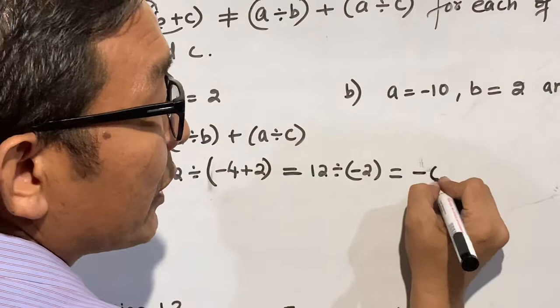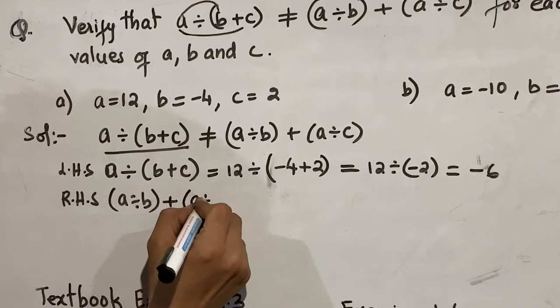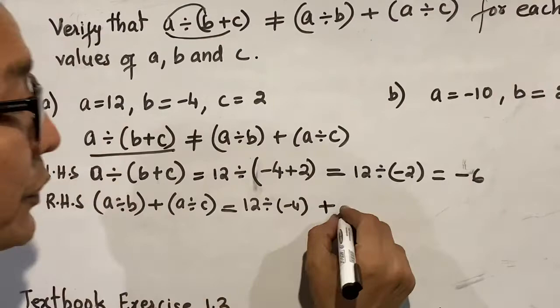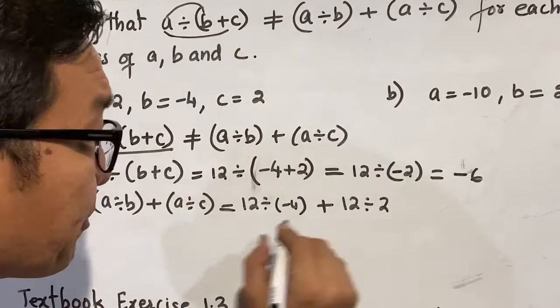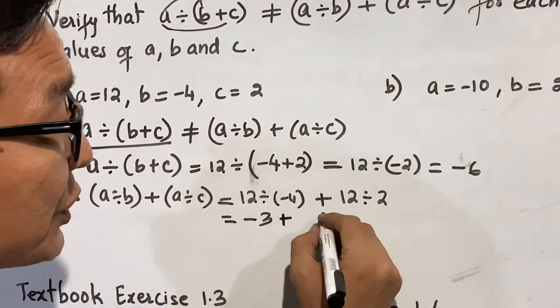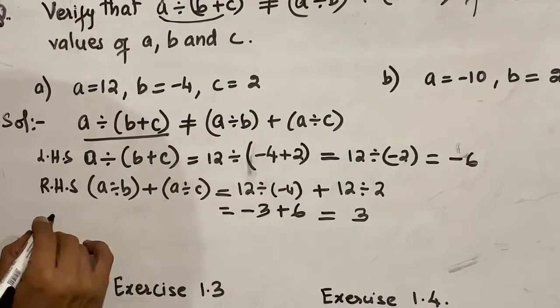Then let us take the right hand side. A divided by B plus A divided by C. The value of A is 12, divided by B, which is negative 4, plus 12 divided by C, which is 2. 12 divided by negative 4 is negative 3, and 12 divided by 2 is 6. So negative 3 plus 6: subtract the two numbers and write the sign of the greater number, positive, so the answer is 3. The left hand side is negative 6, the right hand side is 3.